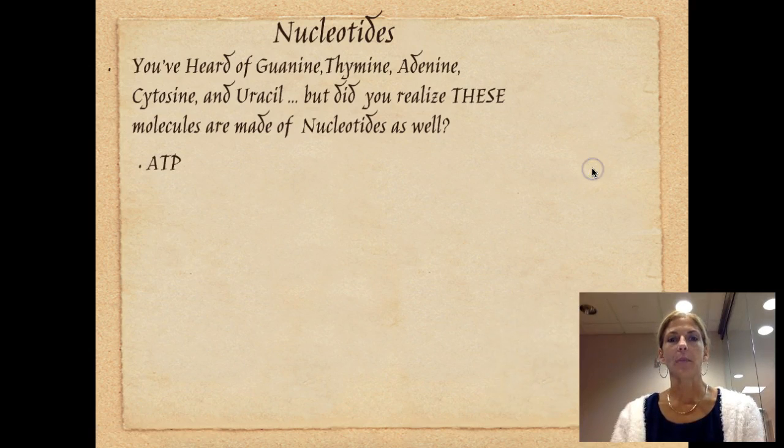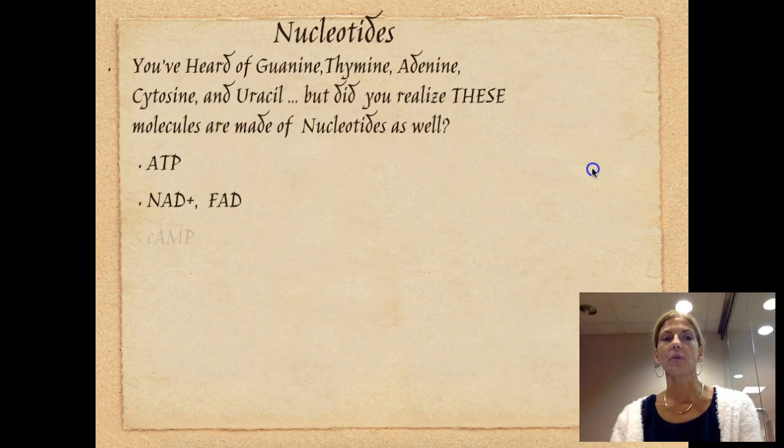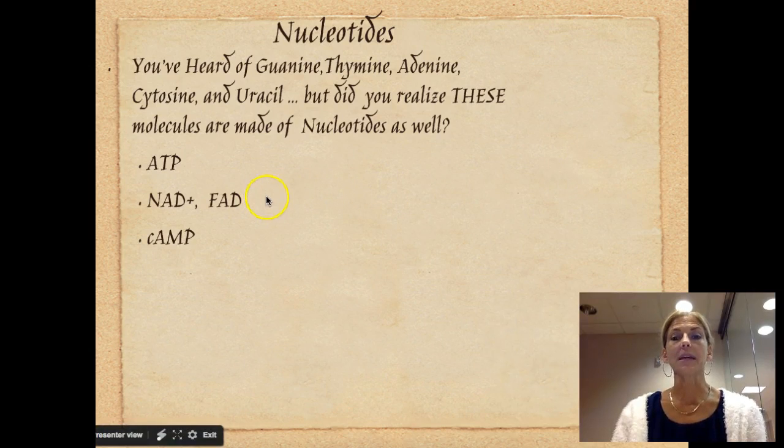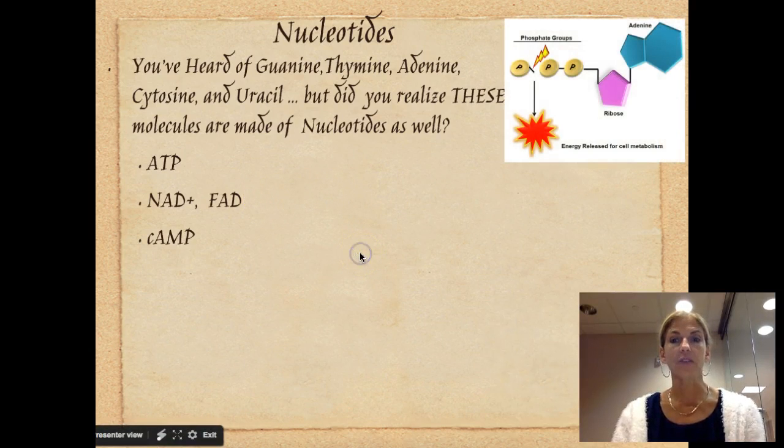So nucleotides, you might remember, are guanine, thymine, adenine, cytosine, and uracil from when we talked about DNA and RNA. But there's also a few others that we've mentioned and maybe didn't point out that they were nucleotides. For example, ATP, adenosine triphosphate. Notice the adenine in that. So there's 3 phosphates, a sugar, and a nitrogen base, and that's what makes up a nucleotide.